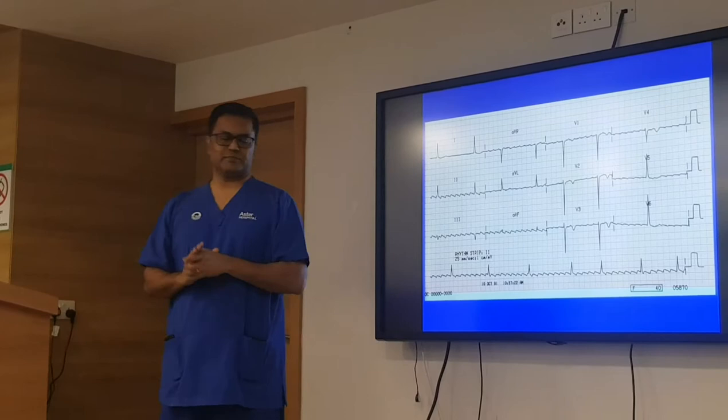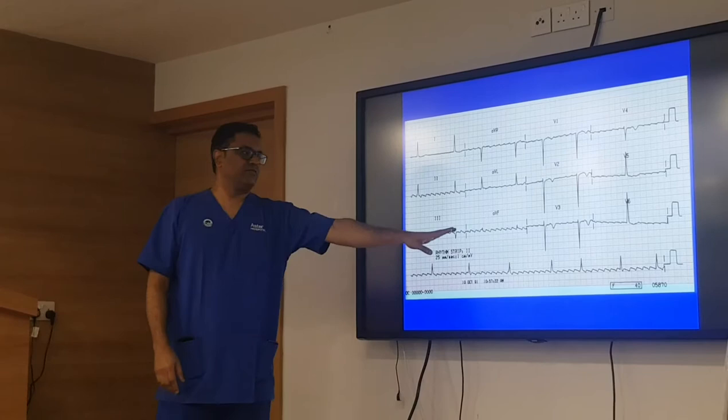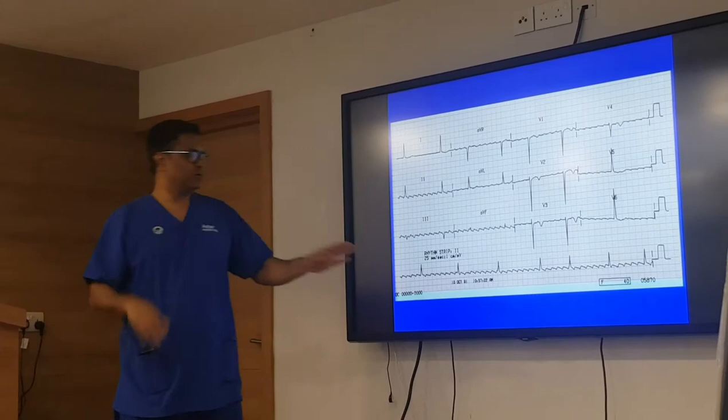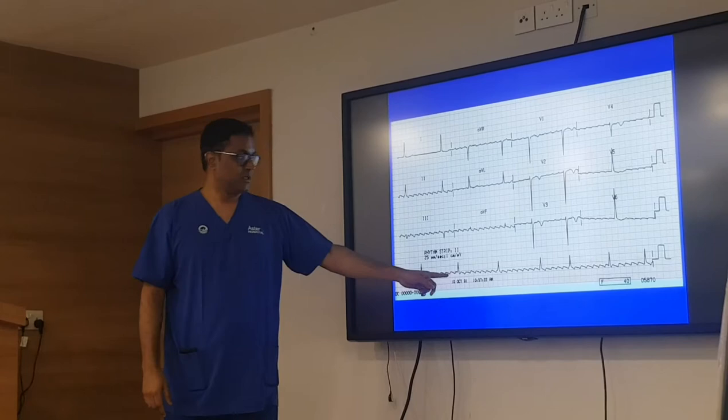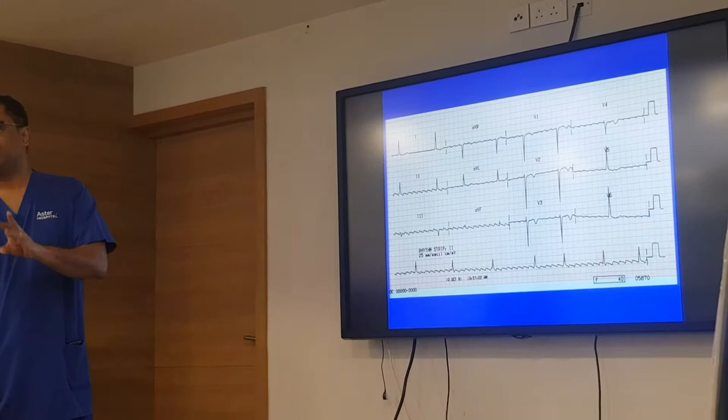But if you're lucky, you'll see these flutter waves. Sometimes the flutter waves may not be that obvious, they may be very small. Rarely you can get flutter with variable conduction. Somebody has a problem with the AV node. It doesn't, by rule, conduct every second or every third beat. It allows 3, 4, 5, 6, 7 flutter beats, and within that one beat is conducting. That is called atrial flutter with variable conduction. But otherwise, atrial flutter is usually a regular narrow complex tachycardia with a heart rate of 150.